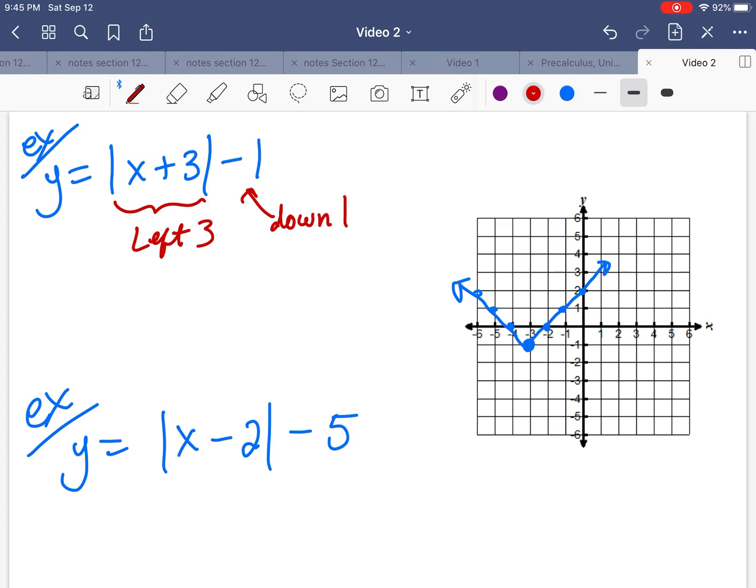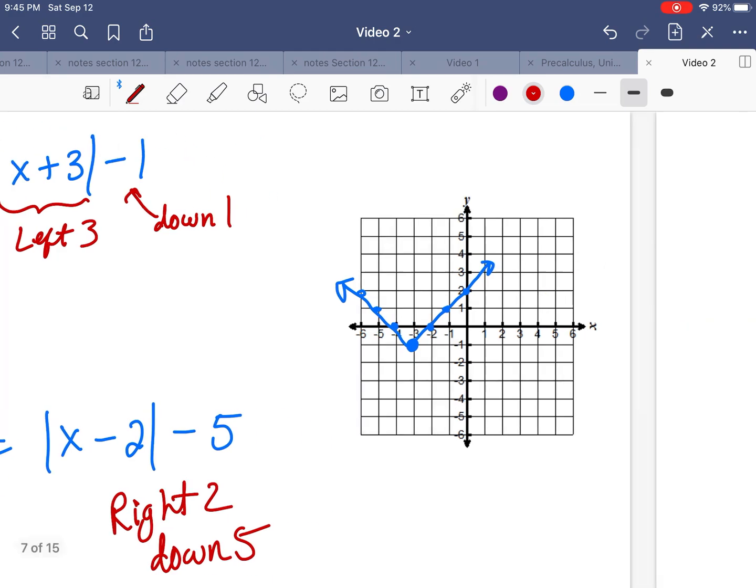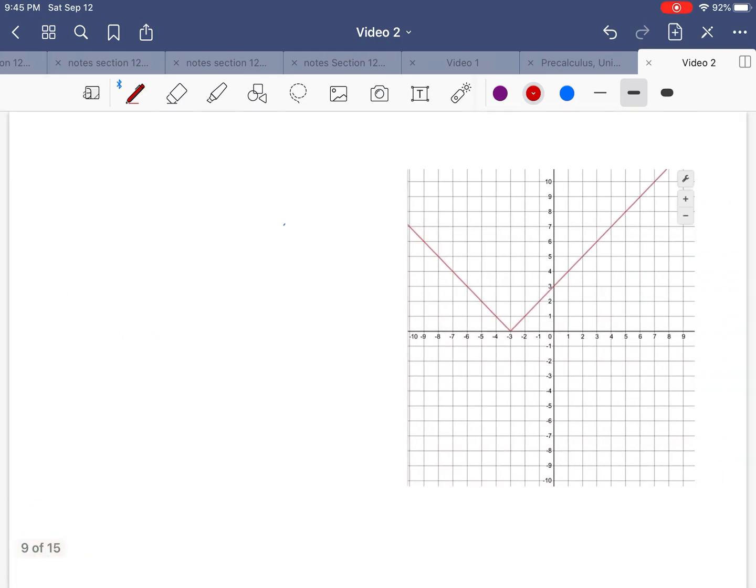All right, so hopefully you said you'd move it to the right 2 and down 5. Those are your transformations to your parent function. Okay, so now we're going to go backwards a little bit. This time I have a graph right here, and it's been moved already. So now I want to go backwards. Now I want to know what is my equation. What's the equation of this function?